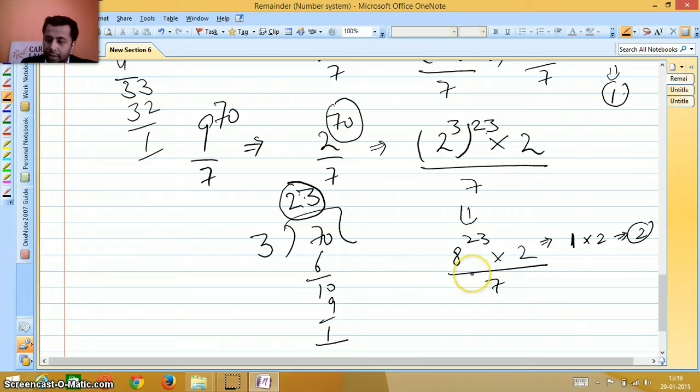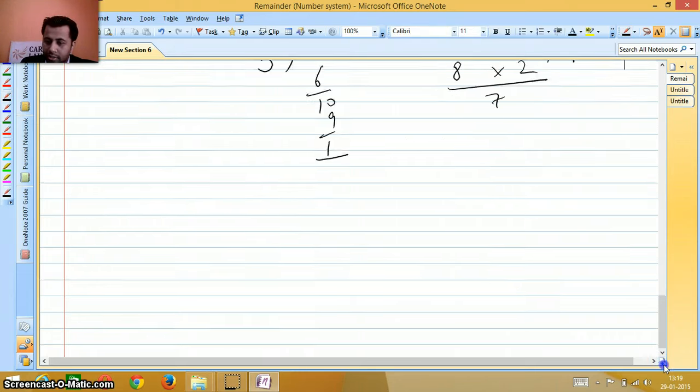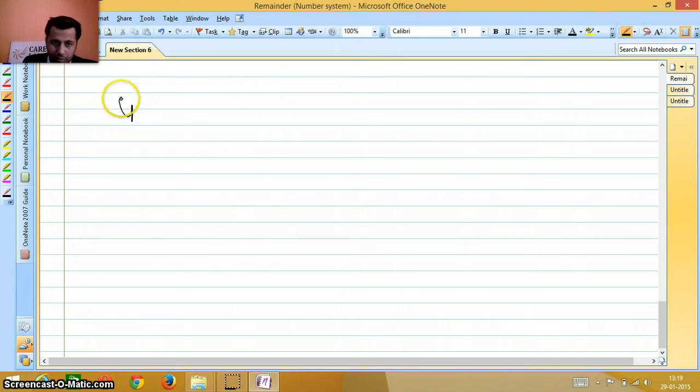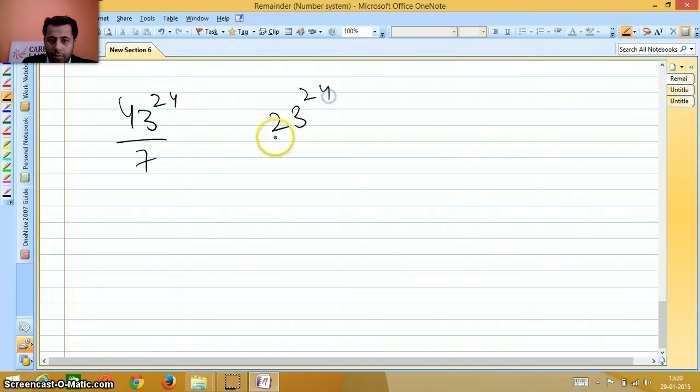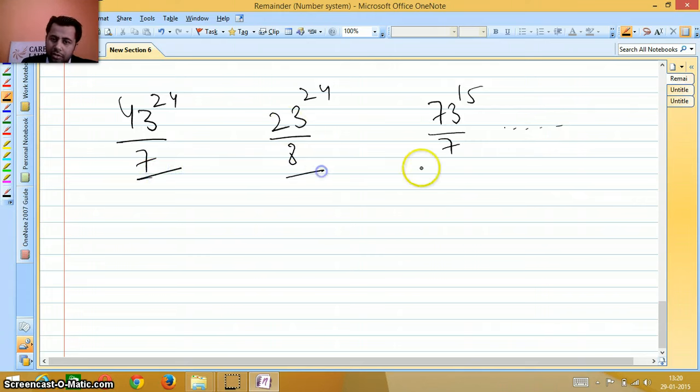I hope this is pretty clear. I can give you some more questions. 43 raised to power 24 divided by 7. 23 raised to power 24 divided by, let's say, 8. 73 raised to power 15 divided by 7, and so on. There could be many more questions like this. This is just the beginning. These are very basic questions. There are complex questions also, but we need to understand the basics first. Once we are thorough with this, those can also be discussed, right?